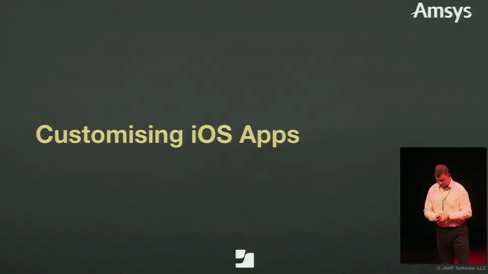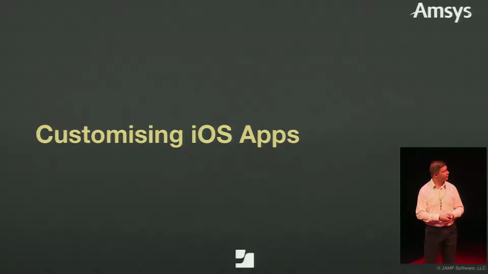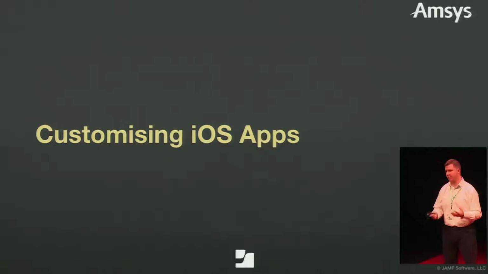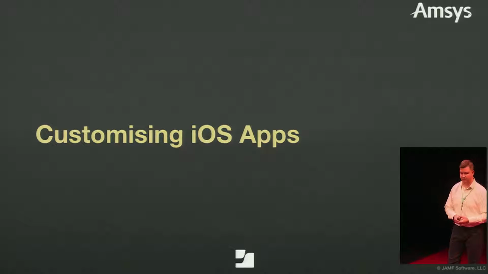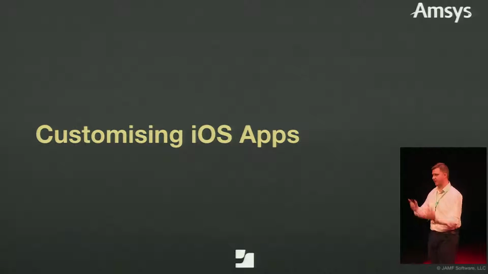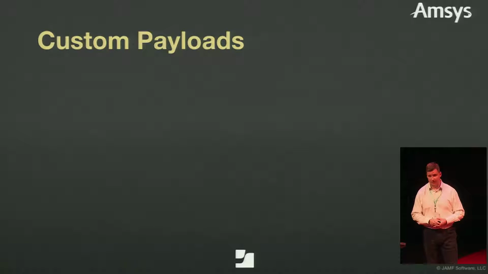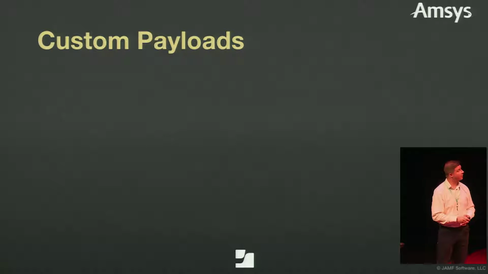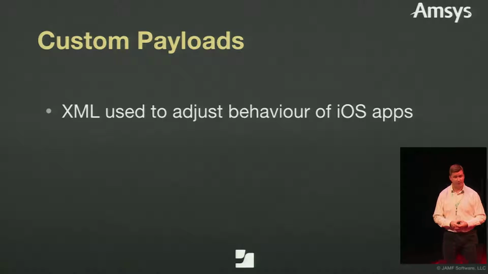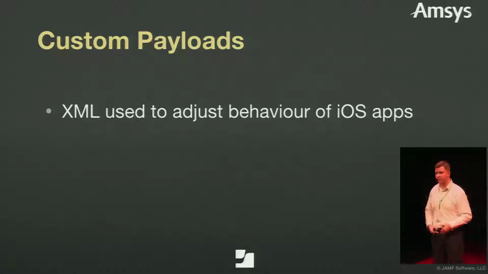So just two other quick or shorter topics I want to run through. Customizing iOS apps. This is kind of an easy one, just because there isn't really a great deal you could do to them anyway, unless you're a Swift developer, in which case you can build your own. But the main thing you can do with this is apply a custom payload. So you can give iOS apps an XML file to change its settings, a bit like a configuration profile, I suppose, a custom configuration profile specific to that app.